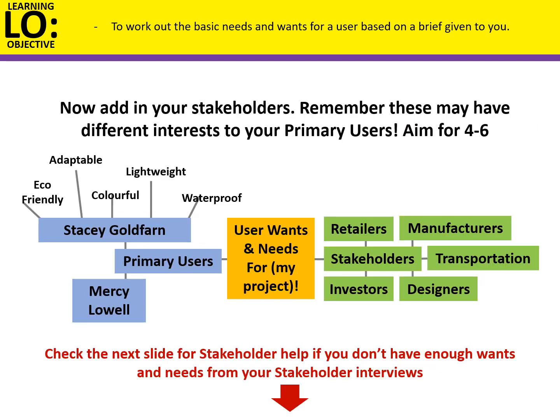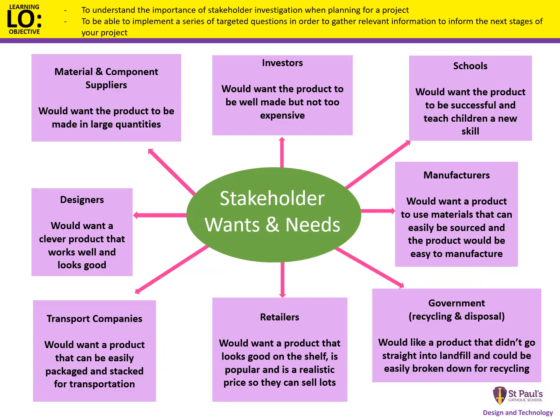So now you've done your primary users, I want you to add in your stakeholders. Now, you can do whichever stakeholders you've chosen to interview, but I want you to think about the interests that they may have that are different to your primary users. Try and aim for about 4 to 6 with these ones. So on the next slide, I'm just going to show you some very brief things that stakeholders might look at. This list is not exhaustive. They've only got a couple of examples for each, so you are going to have to think about a few.